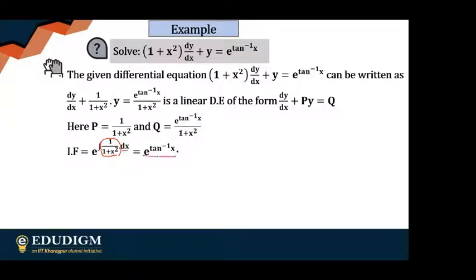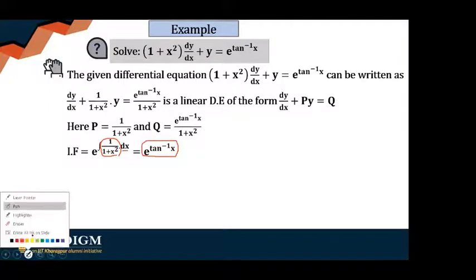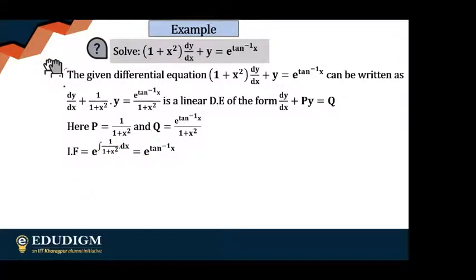Okay, now this integration is very, very simple. E to the power tan inverse x. So we have the second step. So this was the first step, finding out the structure as well as P and Q. This is the second step. Third step is the solution.